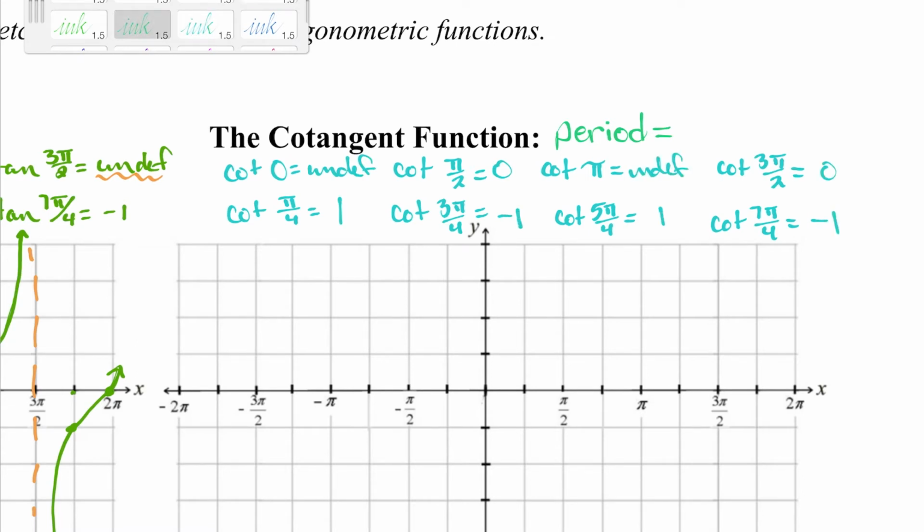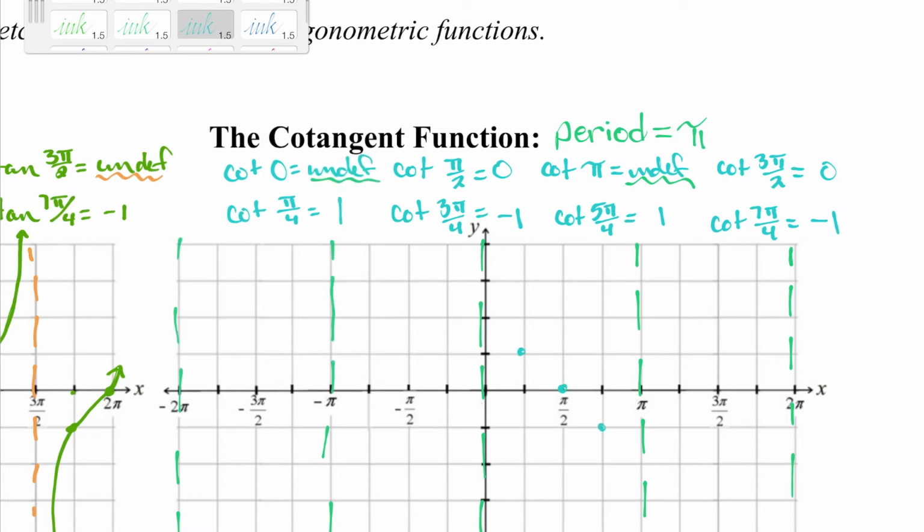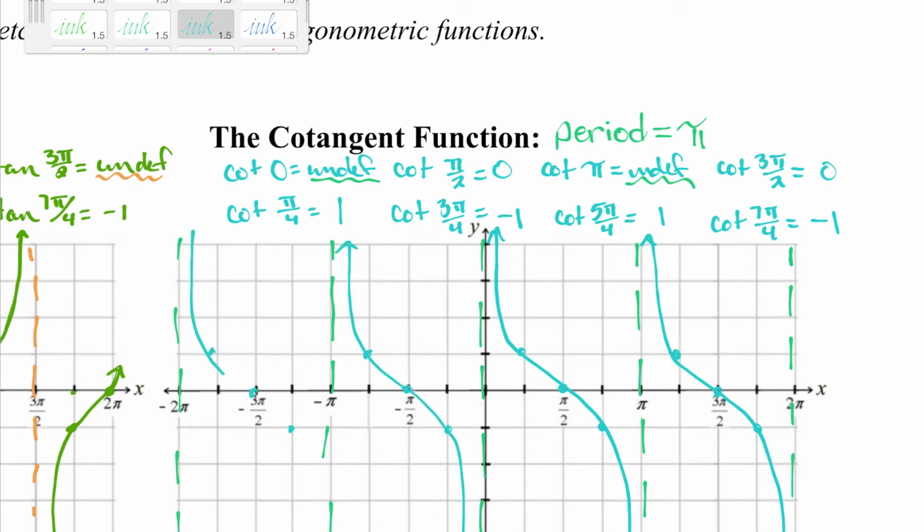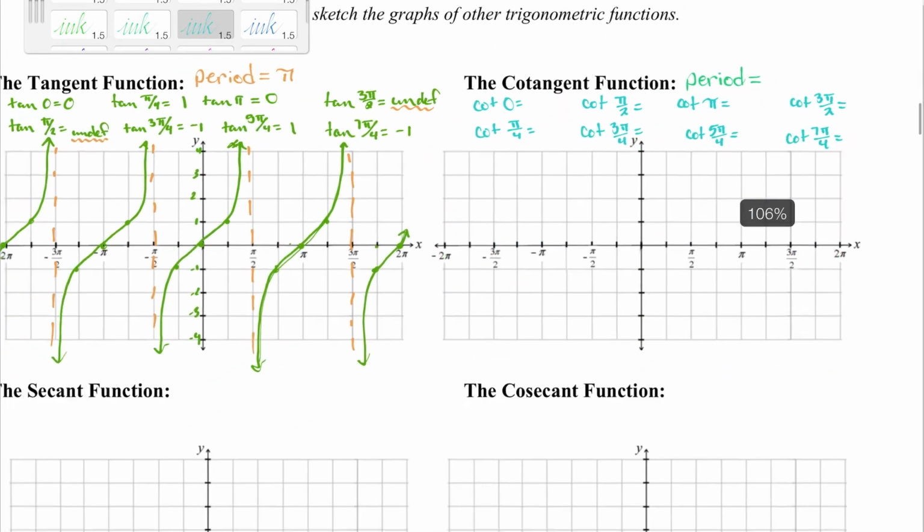And so again, what I like to do is draw out those asymptotes first, so where my cotangent is undefined. This is another case where my period is going to be pi. And so here you have your cotangent function.